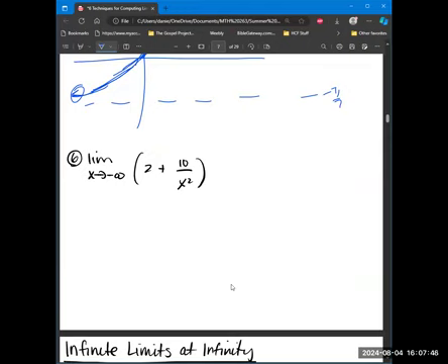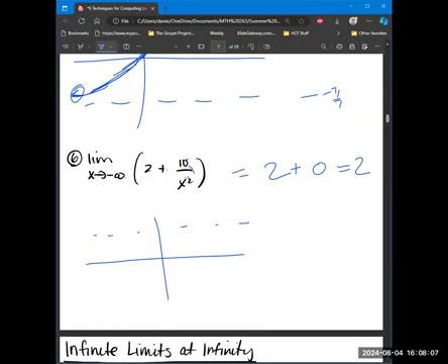This here, as I am taking the limit as x goes to negative infinity of 2 plus 10 over x squared, that's getting close to 2 plus 0, which is 2. And we could actually draw that if we wanted to. 1, 2 here, and it would be up here and up here, and from both negative infinity and positive infinity, I'm going towards y equals 2.